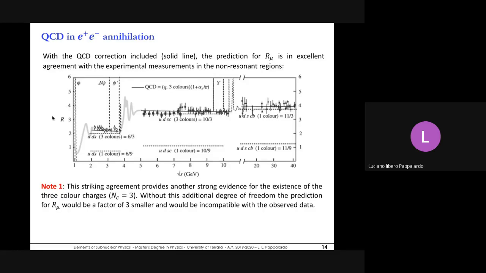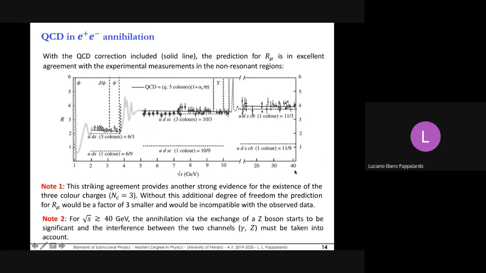So let me say this again. This striking agreement provides another strong evidence for the existence of the three color charges, so a number of colors equal 3. Without these additional degrees of freedom, the prediction of this cross-section ratio would be a factor of 3 smaller, and so completely incompatible with experimental data.